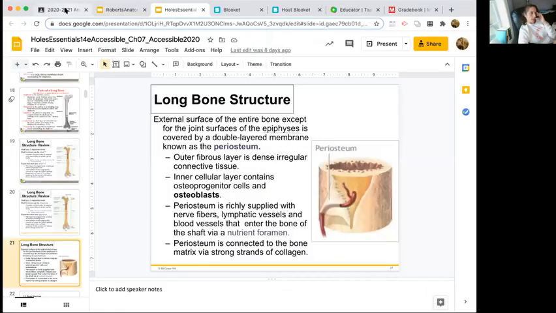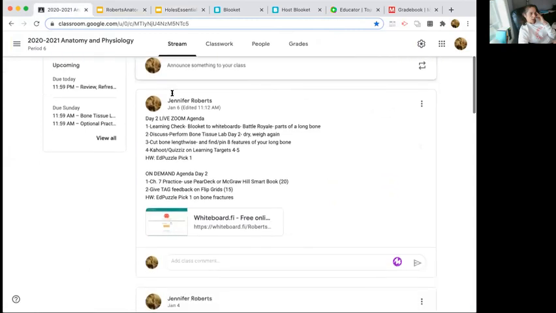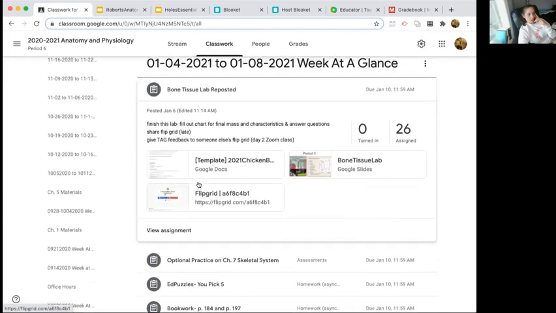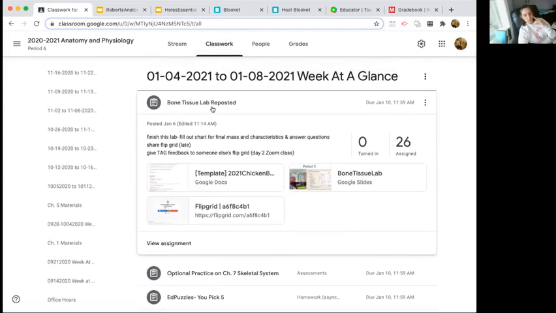I'm going to go back to your stream page and go to the classwork tab. And under the classwork tab for this week, the very first thing it'll say is Bone Tissue Lab reposted. So you have that template just as a reminder of what the thing you're going to turn in Sunday is. And we've been working on this kind of as a group. And so we also have this Google slide that should have your team's lab linked to it, which I will be checking today while people are doing their lab.